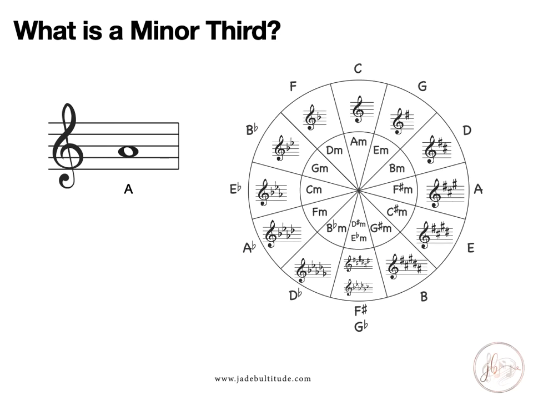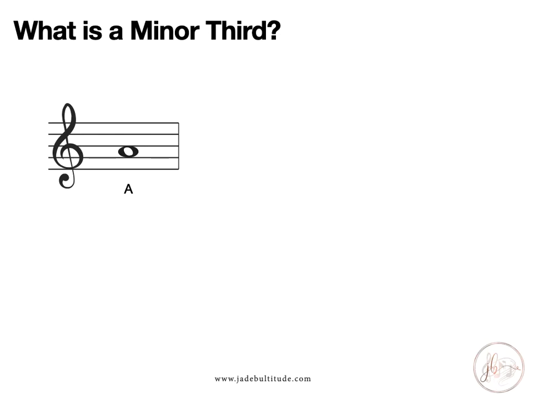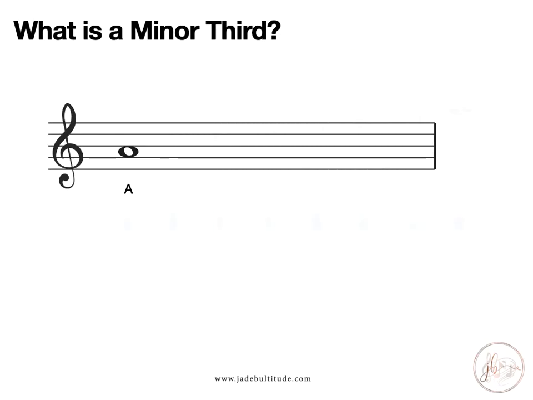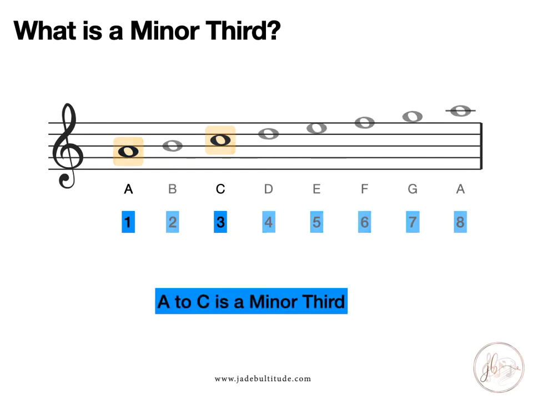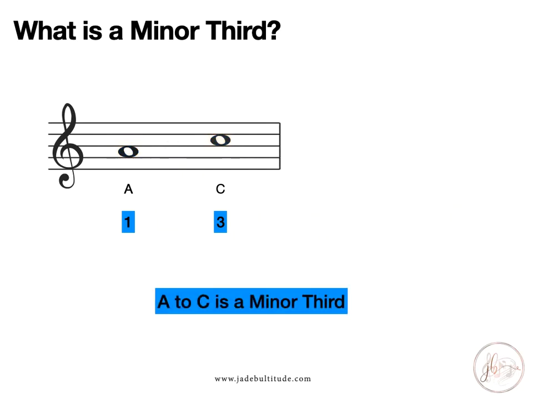But wait, we need to know what the key signature is. Take a look at the circle of fifths here. As highlighted, you can see that A minor shares its key signature with C major, meaning that it has no sharps or flats. So let's write it out. And there we have it. You can see that C is a third above A. So A to C natural is a minor third.